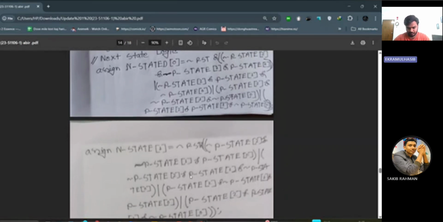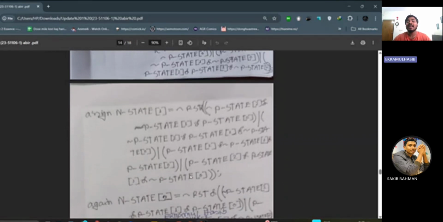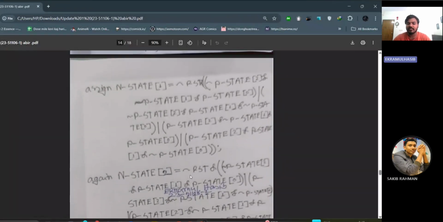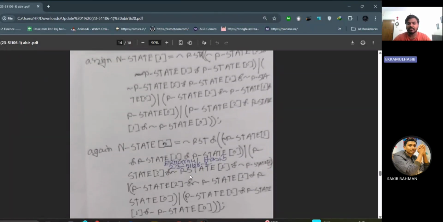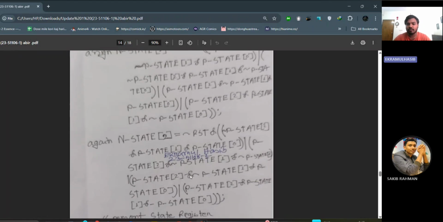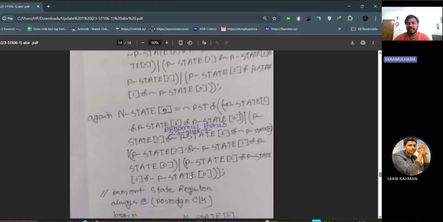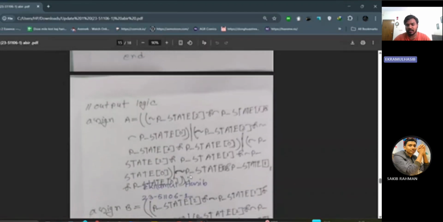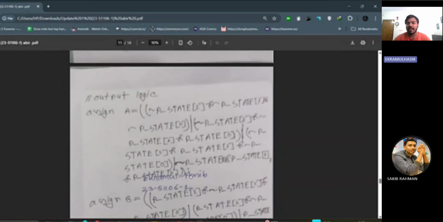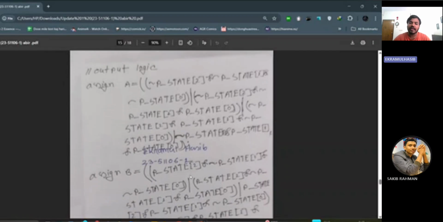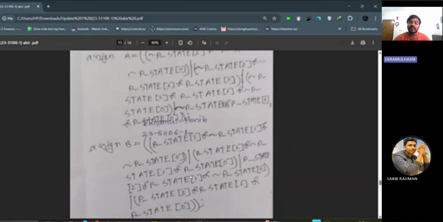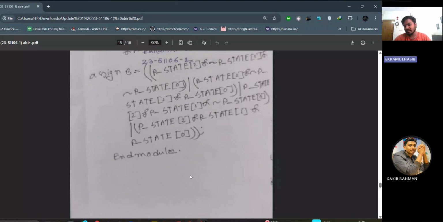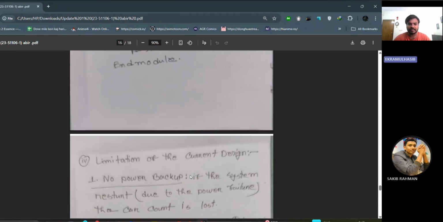Then assign the next state. Next state is the Verilog code next state, step by step, next state one, next state two, next state zero. Then the output state, output assign the present state diagram. Then the output state logic assign output A, then represent A, then assign output B, then output logic B represents B. And finally end module. This is actually Verilog code syntax.